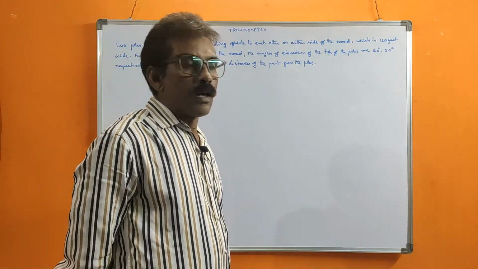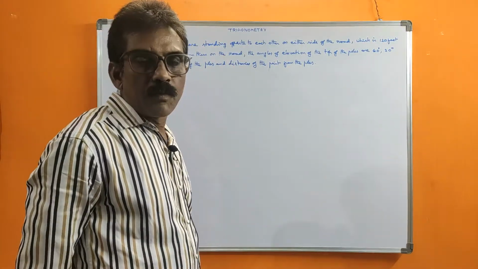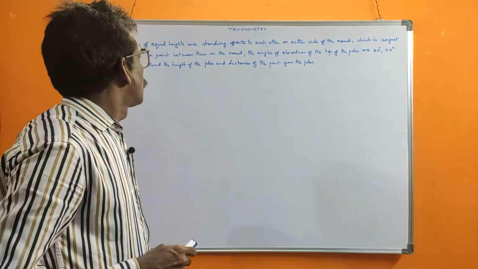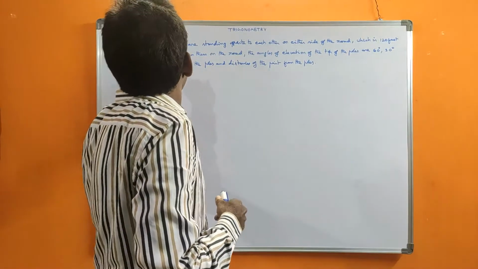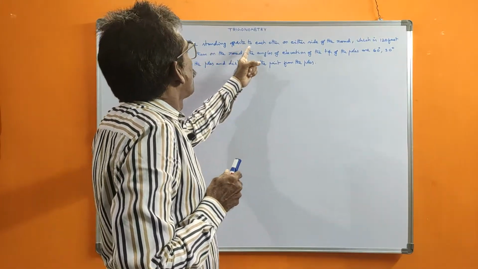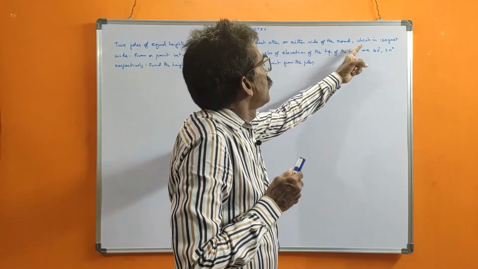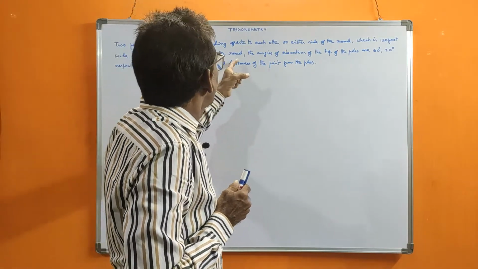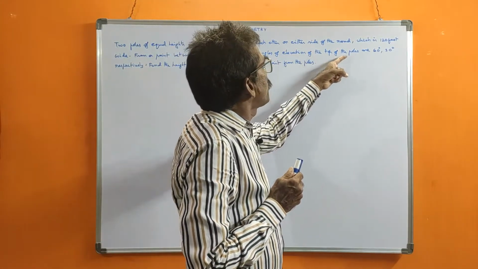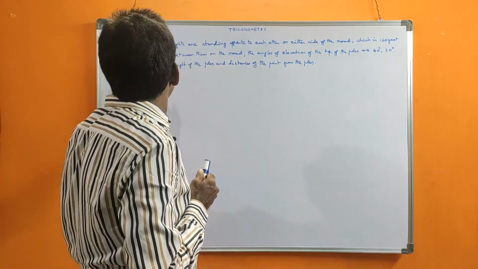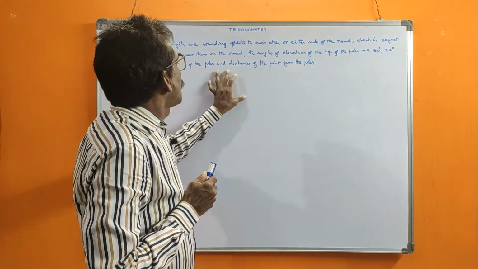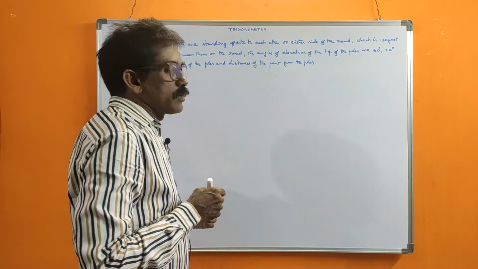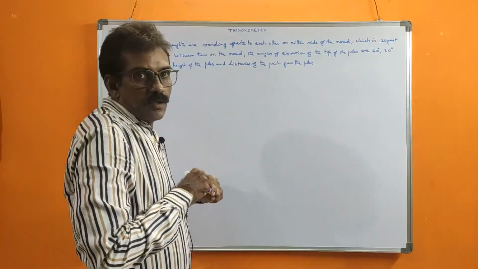In this video also I want to explain another model on heights and distance trigonometry problem. Now see this problem. Two poles of equal heights are standing opposite to each other on either side of the road, which is 120 feet wide. From a point between them on the road, the angles of elevation of the top of the poles are 60 degrees, 30 degrees respectively. Find the height of the poles and distances of the point from the poles. That is the question. First we should understand the problem and draw the picture.